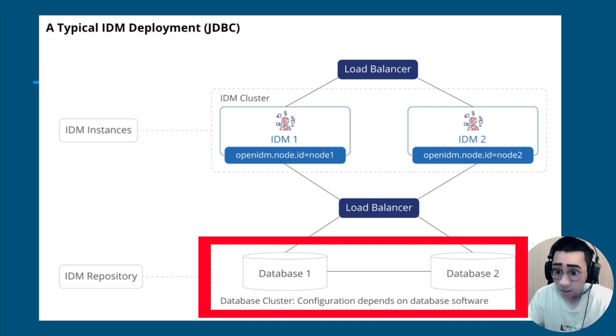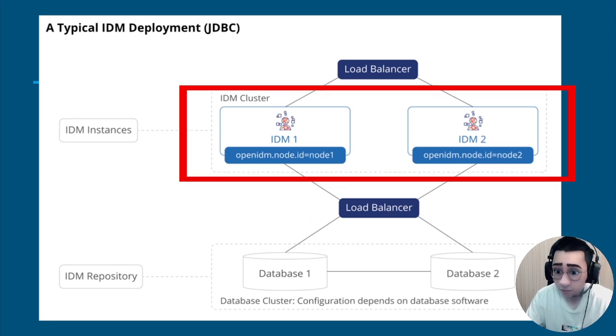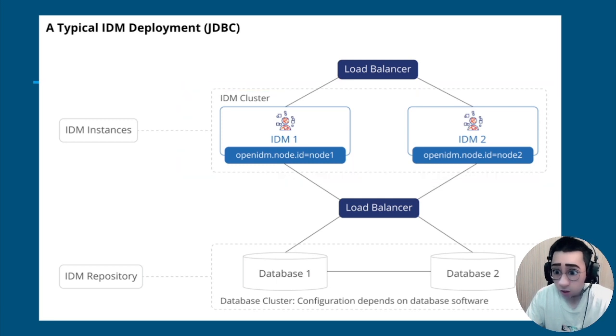There would be a load balancer between the IDM instance and the database, so you don't have a single point of failure in the IDM repository layer, and it is also useful for high availability. You have at least two IDM instances on separate nodes, an IDM cluster behind a load balancer, and that would be the basic architecture you will start with.